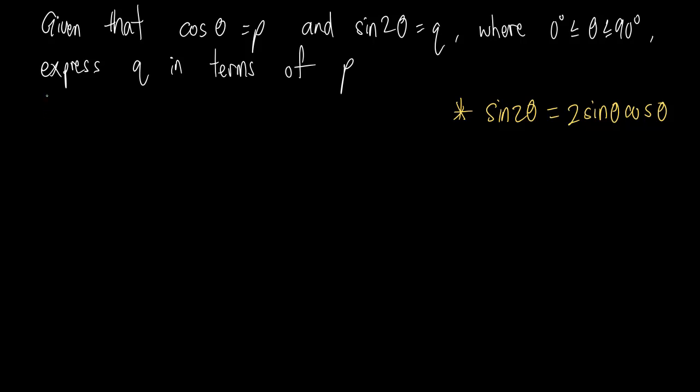Today we'll be solving this question. Given that cosine theta is equal to P and sine 2 theta is equal to Q, and theta is between 0 degrees and 90 degrees, express Q in terms of P.